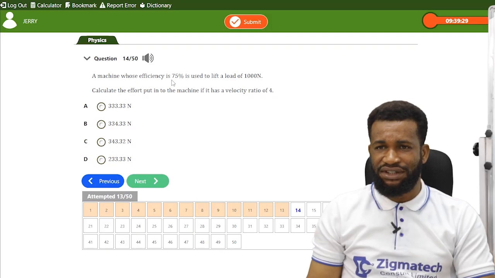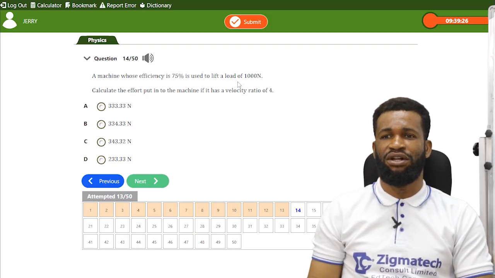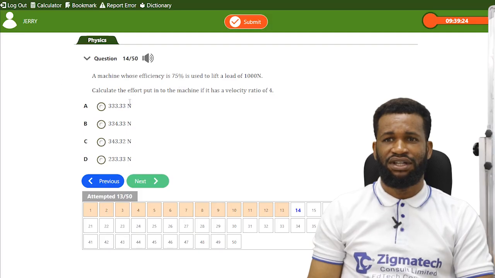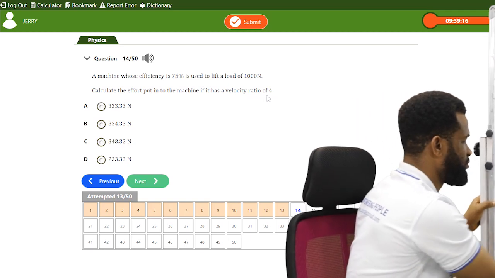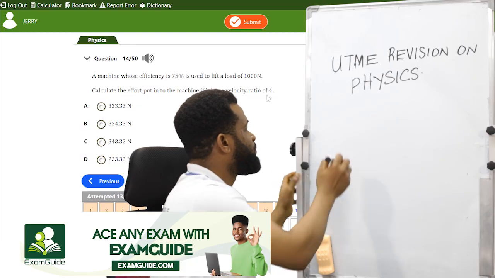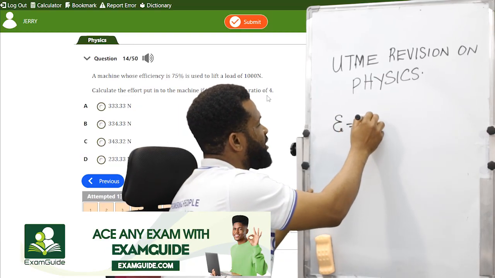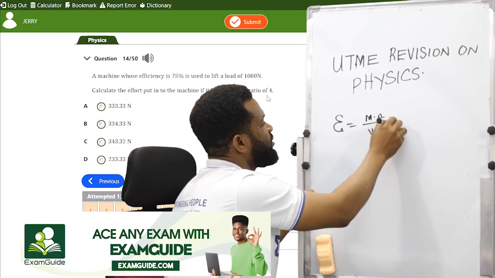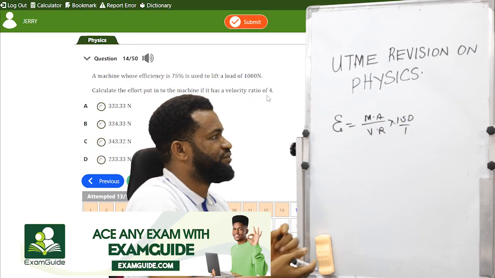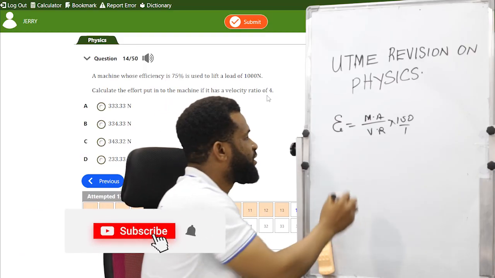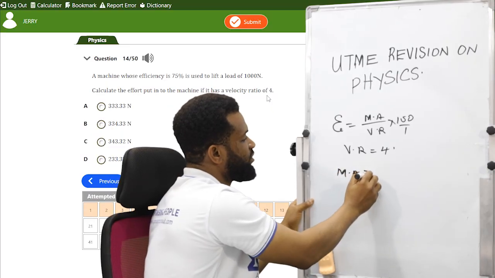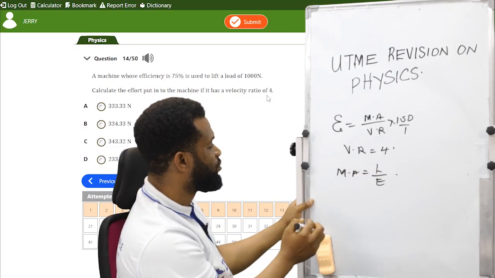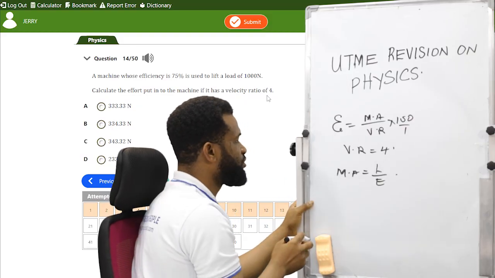A machine whose efficiency is 75% is used to lift a load of 1000 Newton. Calculate the effort put into the machine if it has a velocity ratio of 4. The general formula of efficiency is given as mechanical advantage over velocity ratio times 100 over 1. Velocity ratio is already given as 4, and mechanical advantage is load over effort. So let's substitute this into this equation.